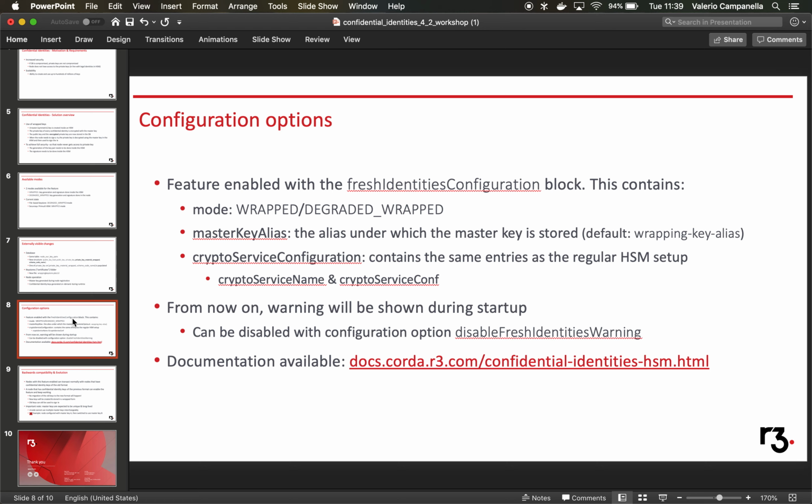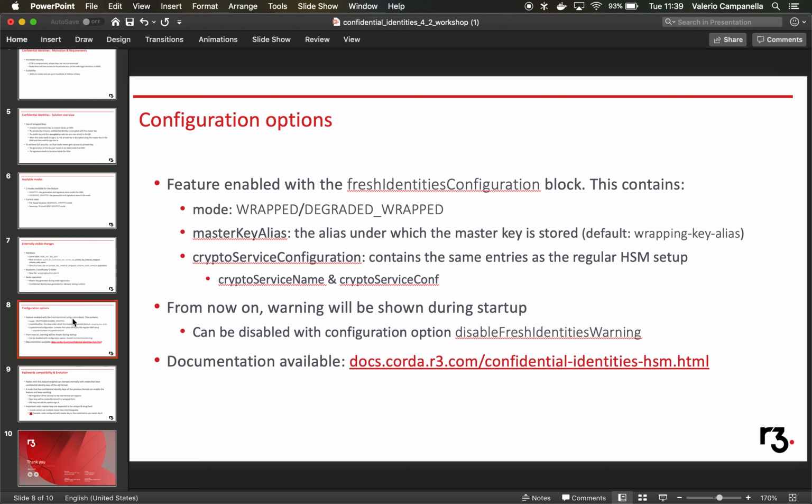Yes, so this link available in this slide contains all of this information, so you should be able to get started just with that. But going briefly over that, there is a new configuration block, which is called Fresh Identities Configuration. If that block is present, it means the node will use this feature, and it contains several metadata inside. One field is called the mode, which defines which mode we need to use. The other one is the master key alias, which defines the alias under which the key will be stored in the HSM or the local key store.